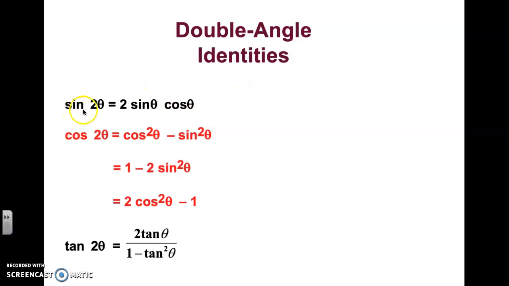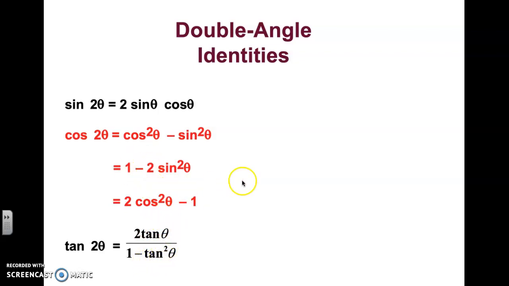As you can see, we have the sine of 2 theta, cosine of 2 theta, and tangent of 2 theta. So these are the identities for those double angles. Sine of 2 theta could be 2 sine theta times cosine of theta. Cosine of 2 theta has 3 different identities: cosine squared theta minus sine squared, 1 minus 2 sine squared, or 2 cosine squared minus 1, depending on whatever we need. And tangent of 2 theta is 2 tangent theta over 1 minus tangent squared theta.